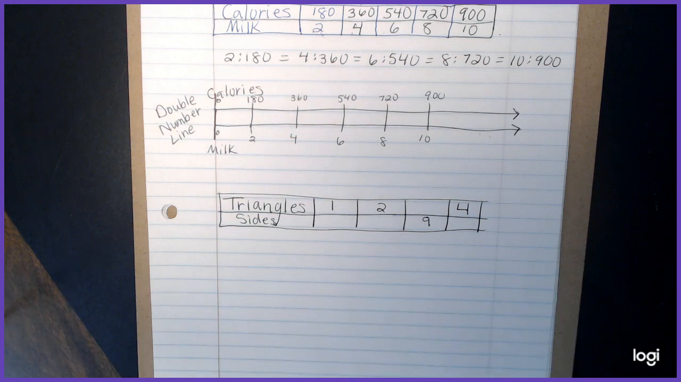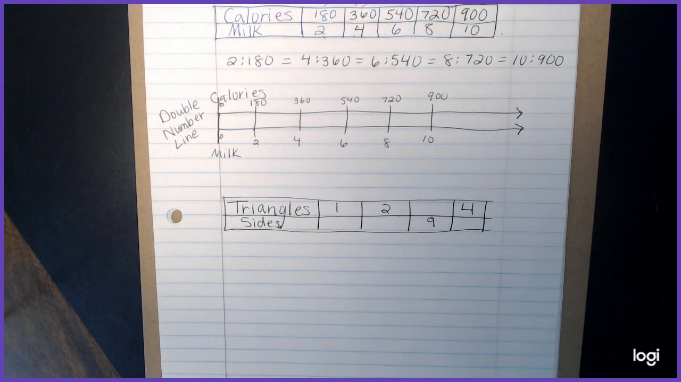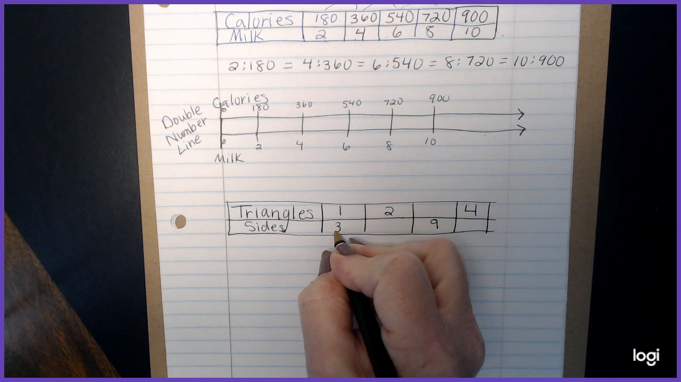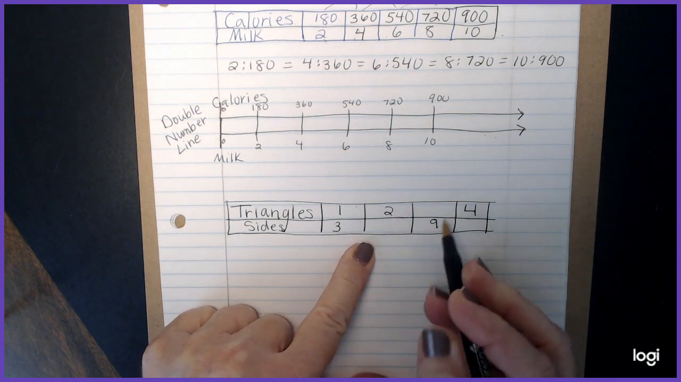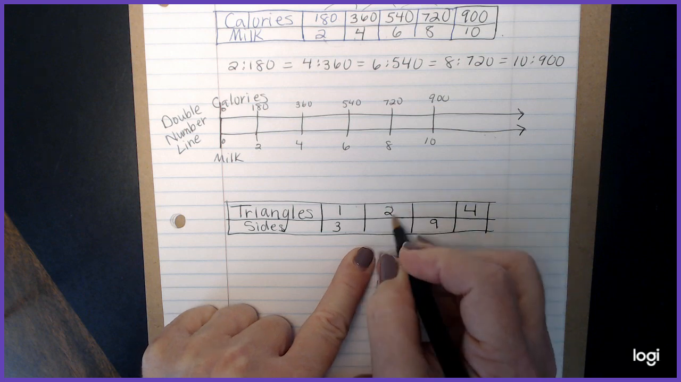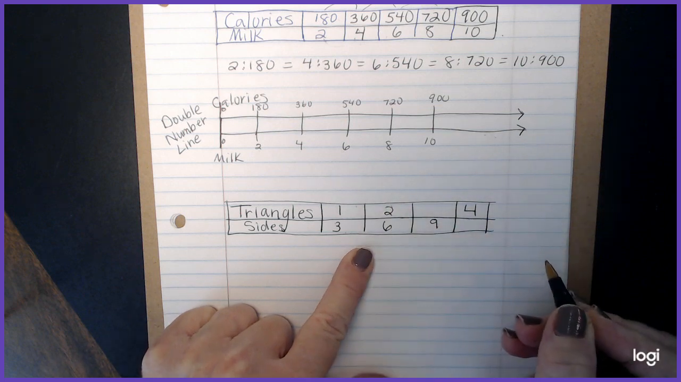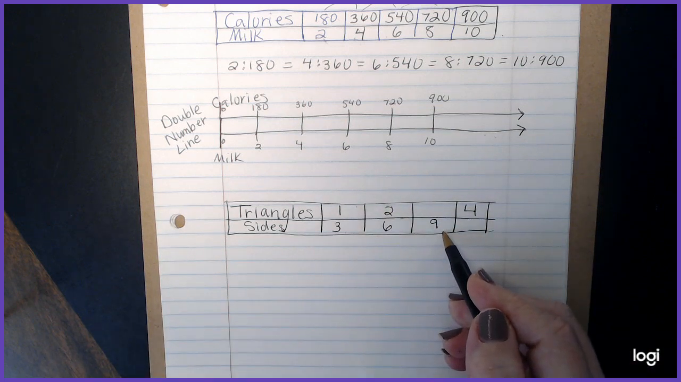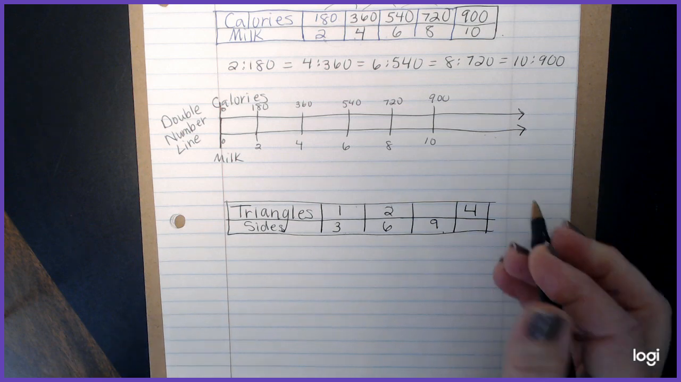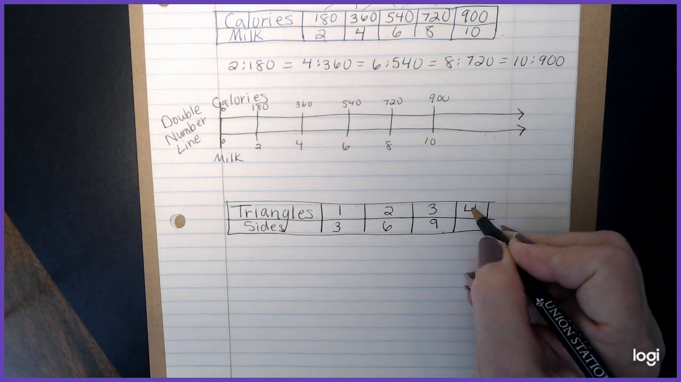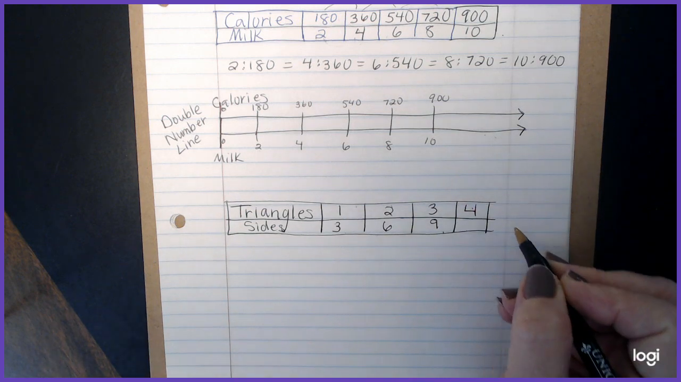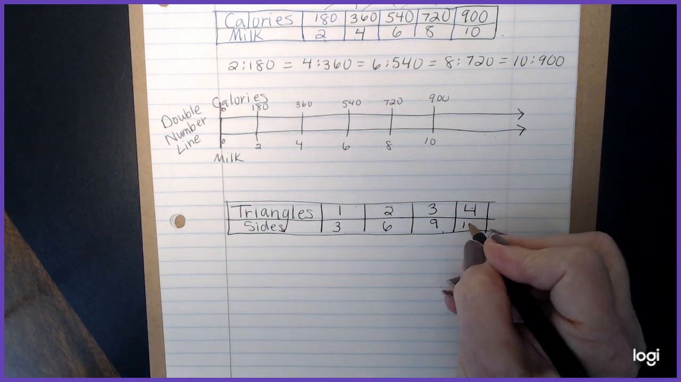All right, so let's go ahead and figure this out here. Let's put a 3 right here. I forgot to write that there. So we know that one triangle has 3 sides. For example, 2 triangles would have 6 sides. If I have 9 sides, how many triangles would that make? That would make a total of 3 triangles. 4 triangles then would be how many sides? We'd have a total of 12.